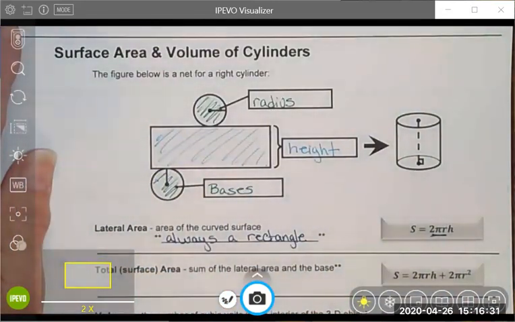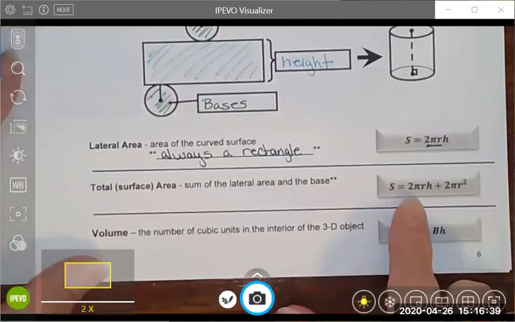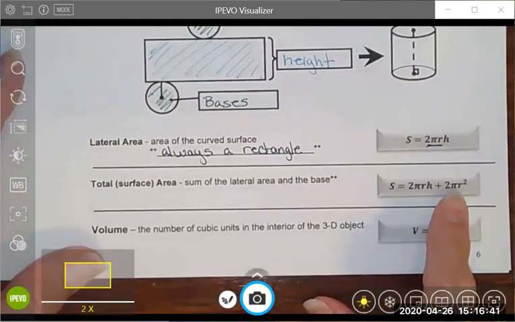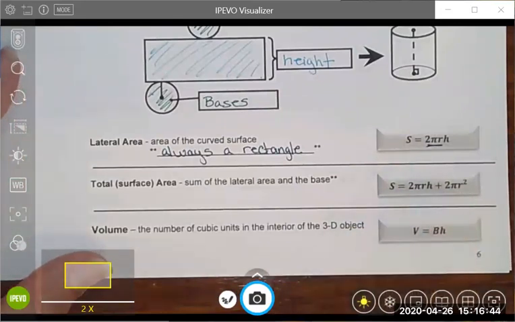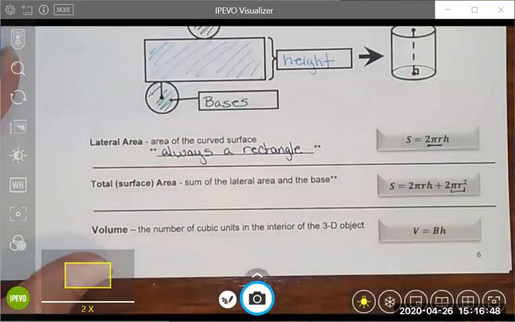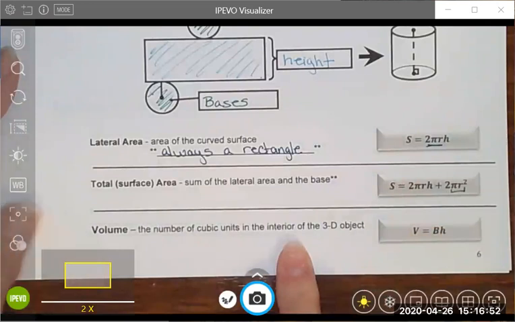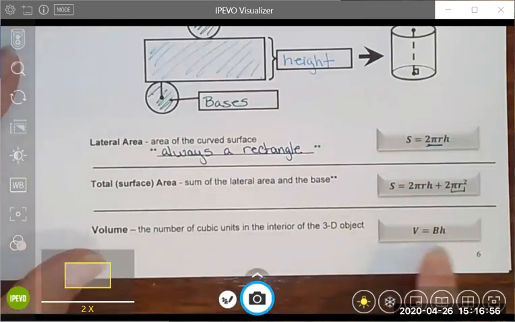width of the rectangle. For total surface area, we take the lateral surface area that we've already calculated and add in the top and the bottom base. Again, if you recognize, here's the formula for area of a circle, and we need 2 of them because we have a top and a bottom. Volume is exactly like the formula for prisms. It's the area of the base times the height. In this case, area of the base is going to be that pi r squared.